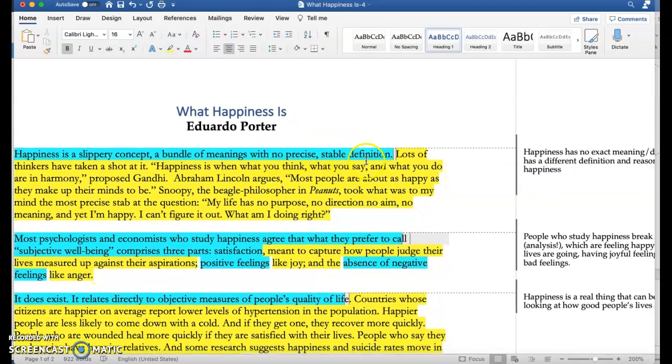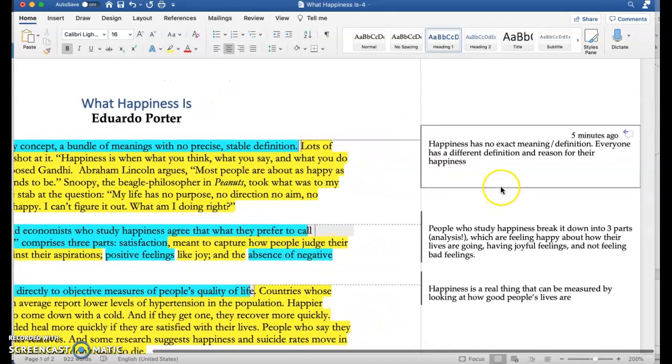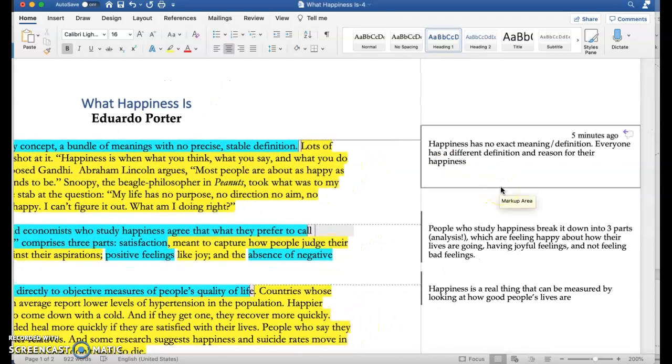So I took this sentence, the key point, and I translated it into my own words. When I translate things into my own words, I do not want to make them more complicated. I want to make them easier to understand. So I want to use clear and direct language. In this case, what I wrote was, happiness has no exact meaning or definition. Everyone has a different definition and reason for their happiness.